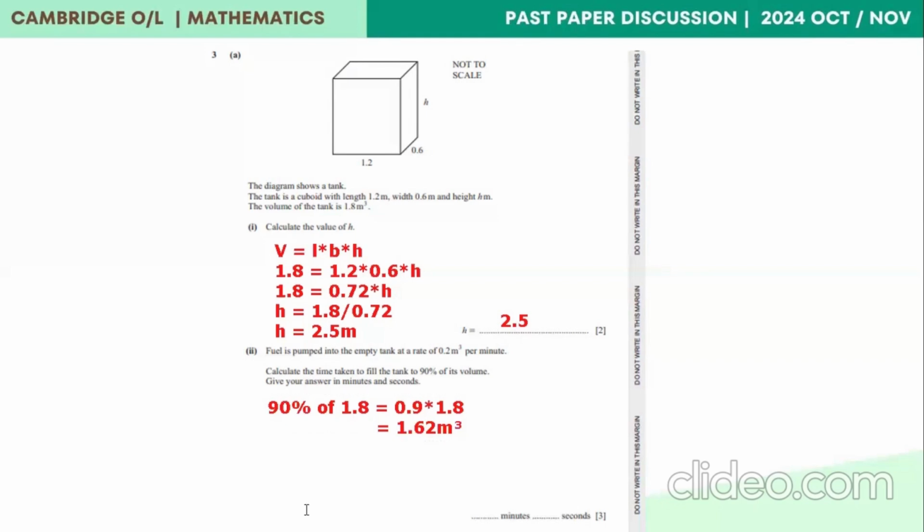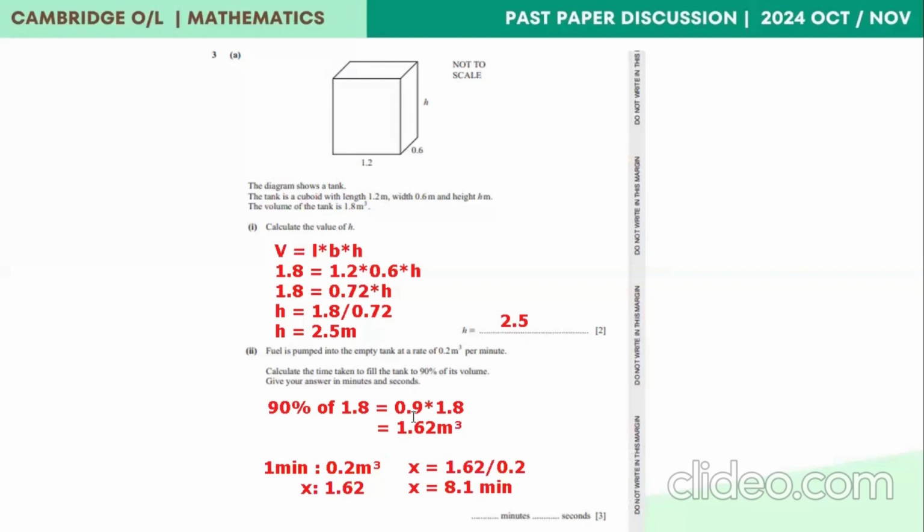So now we can use ratios. They say that for 1 minute, it pumps at a rate of 0.2 meter cube. So we have to find for the volume that is 1.62. So again, we can just divide: x is equal to 1.62 divided by 0.2. So x will be equal to, in that case, we get the answer as 8.1 minutes.